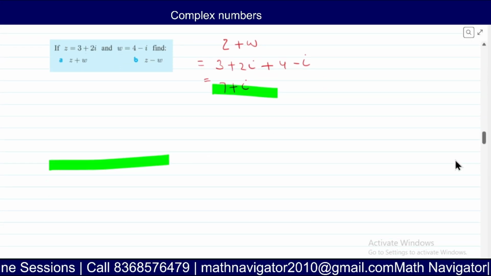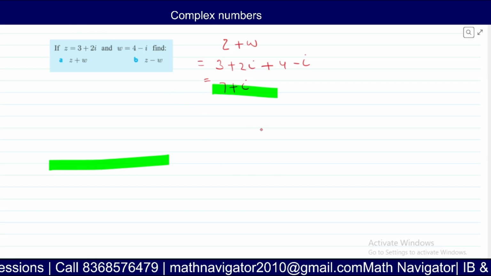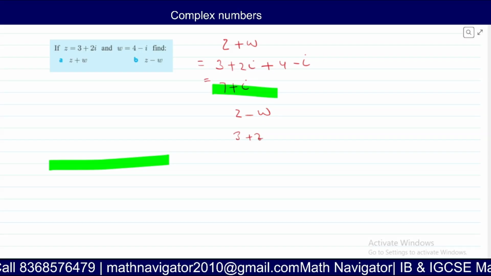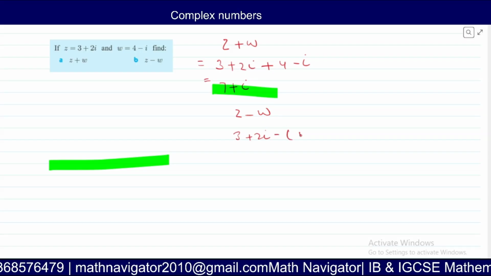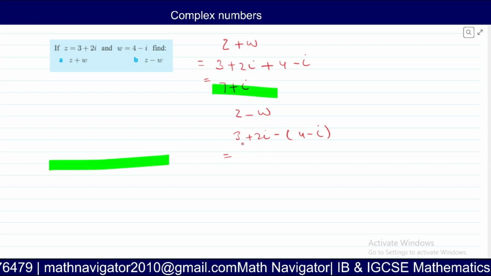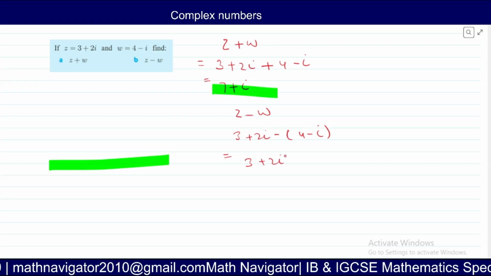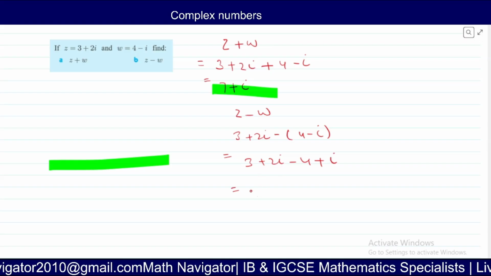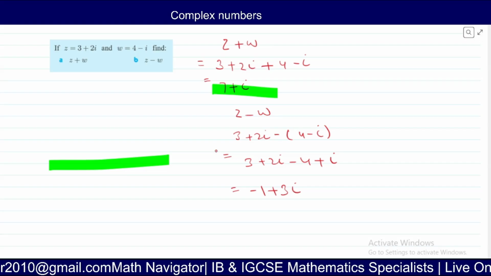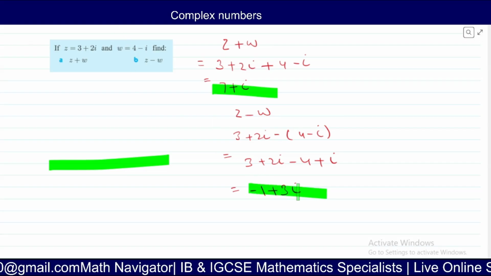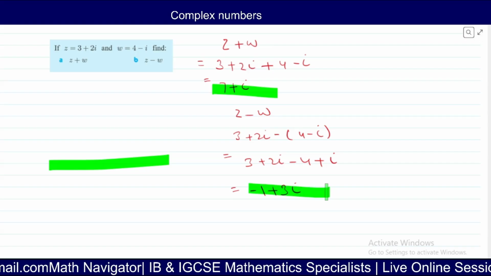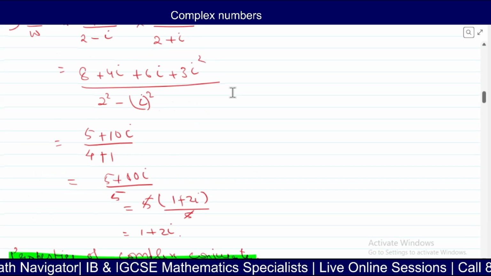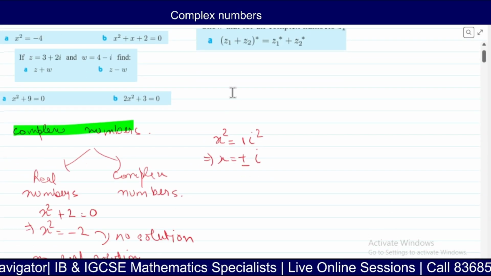And now we want to do z minus w. So z minus w is equal to 3 plus 2i minus (4 minus i), which will give me 3 plus 2i minus 4 plus i, which is equal to -1 plus 3i. This is clear. Perfect. So these are the two answers. I hope this is clear to you, right? Let's move to some more questions.